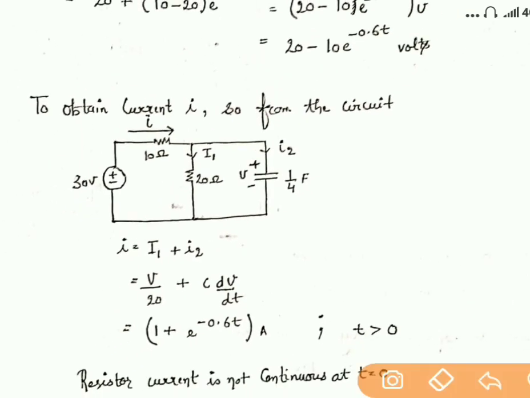To obtain the current, we should take care of one crucial thing. Over here you just see, this current I will be split into the I1 current plus the I2 current. So current I is split into I1 plus I2, and I1 would be V by 20, and I2 would be C dV by dt, and by this you can easily calculate the value of I. This current is basically at time t greater than 0.